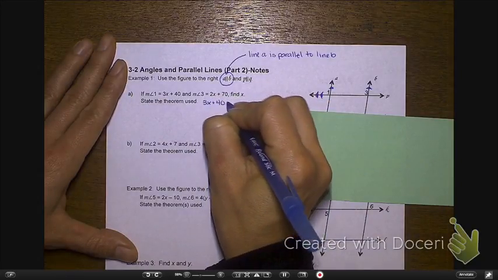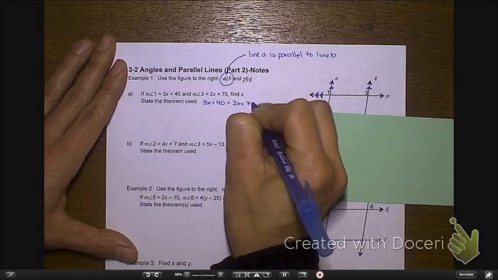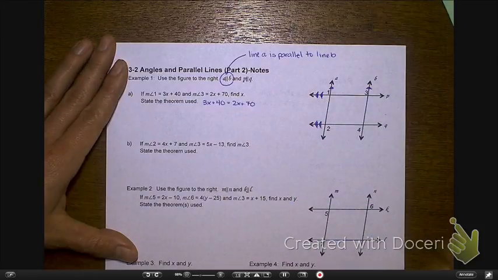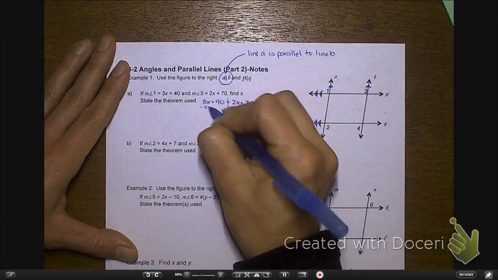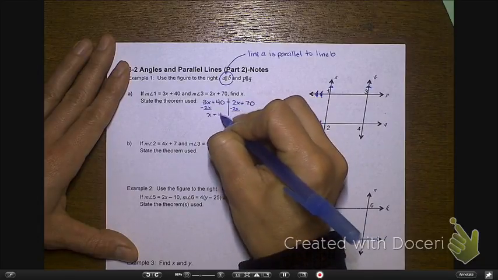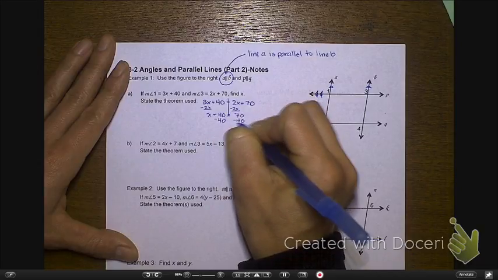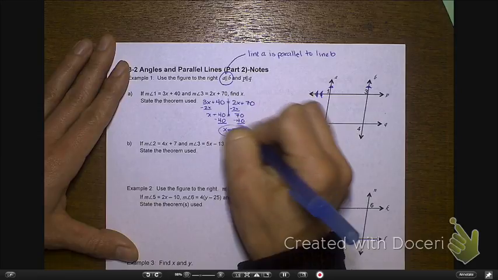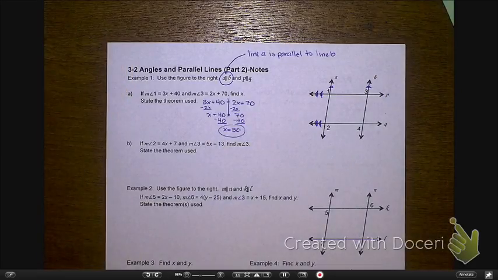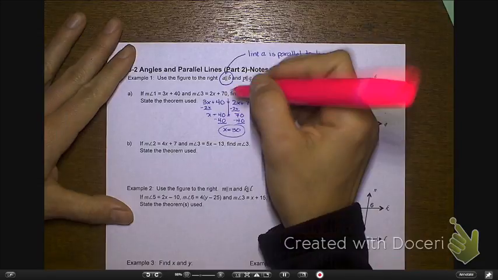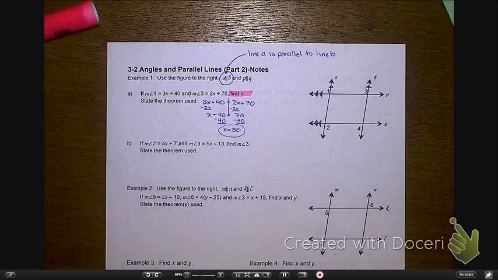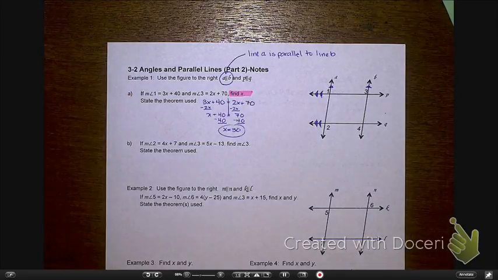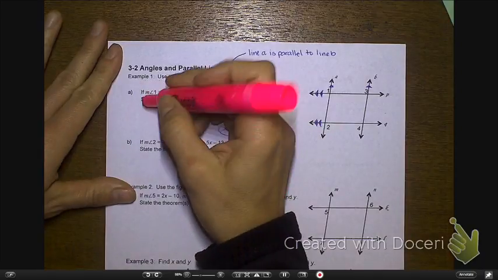So let's go ahead and set up our equation, that they are equal, and let's solve that. And so what do we end up getting for our value of x? X equals 30, right? So what we've done so far is we've found the first part of this, okay? So we've found x. Now it says state the theorem that we used.